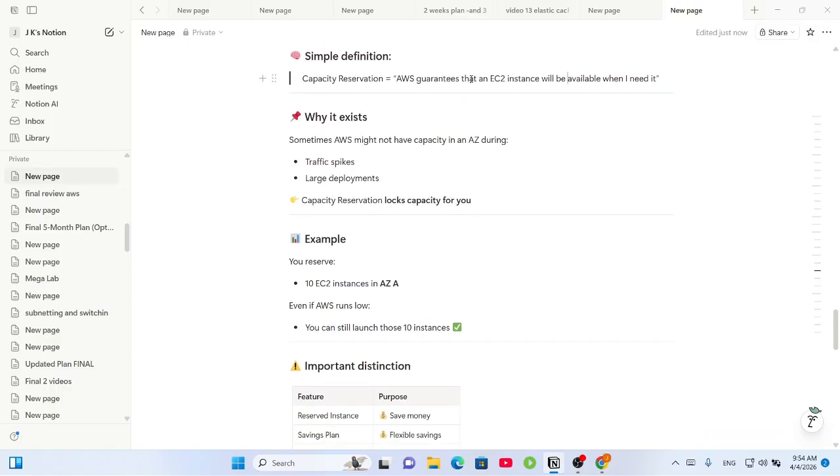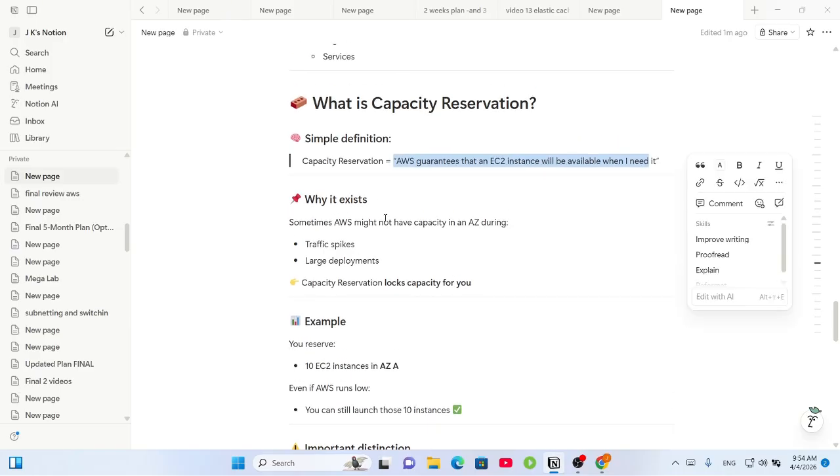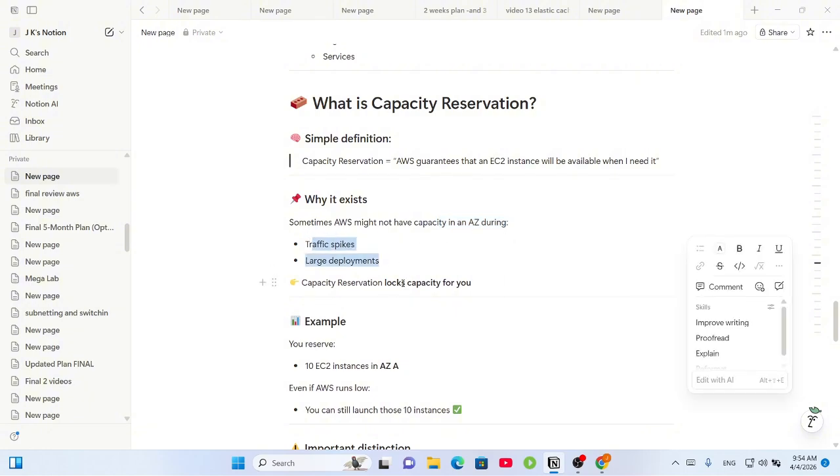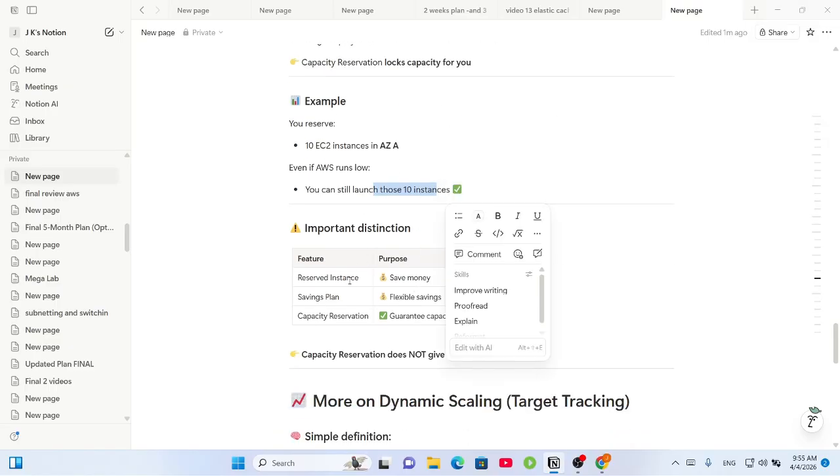So capacity reservation, we said AWS guarantees instances will be available when I need them. Why does it exist? Sometimes AWS might not have the capacity in an availability zone during a traffic spike or large deployment. So capacity reservation locks capacity for you in advance. You reserve 10 EC2 instances in AWS. Even if AWS runs low, you can still launch those 10 instances. That's the idea.